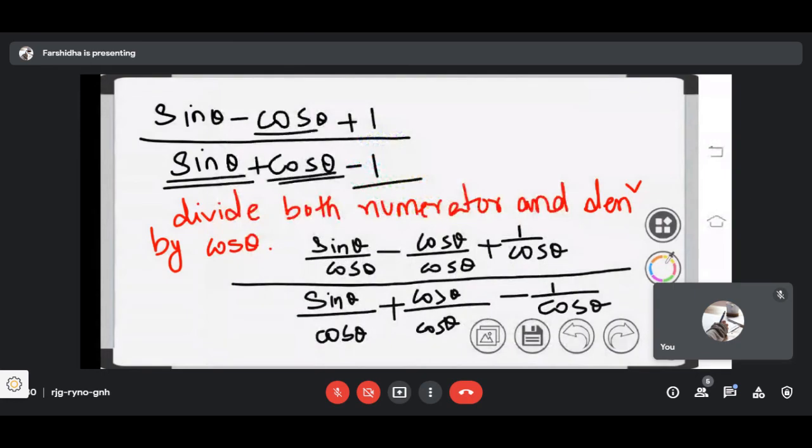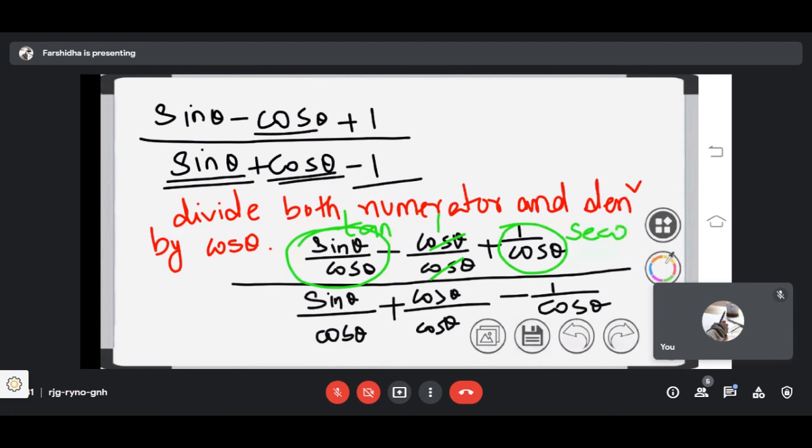Now you see here, the first term, sine theta by cos theta will become tan theta. Sine by cos is tan. So this term will become tan theta. Second one, cos theta by cos theta got cancelled and this value will be 1. Third term, 1 by cos theta. We know reciprocal of cos is what? Sec theta. So 1 by cos theta will become sec.